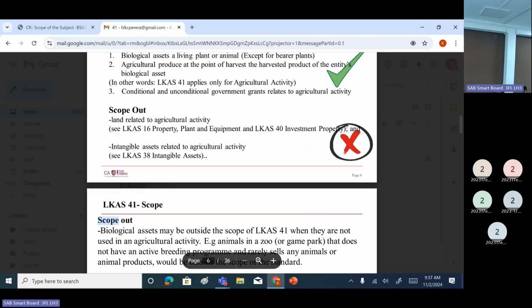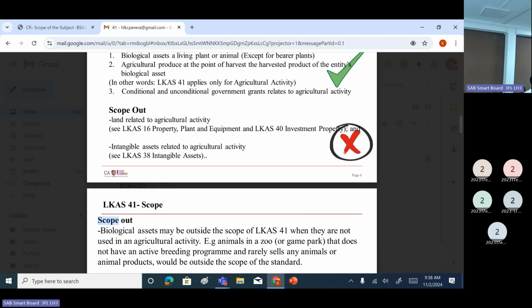So the scope out areas. Land related to agricultural activity. Agricultural activity is using land, but that land can't be considered under this standard. If it is a poultry farm, we are using a large land, right? If it is a paddy field, we are using land. So that land should be accounted according to IAS 16.